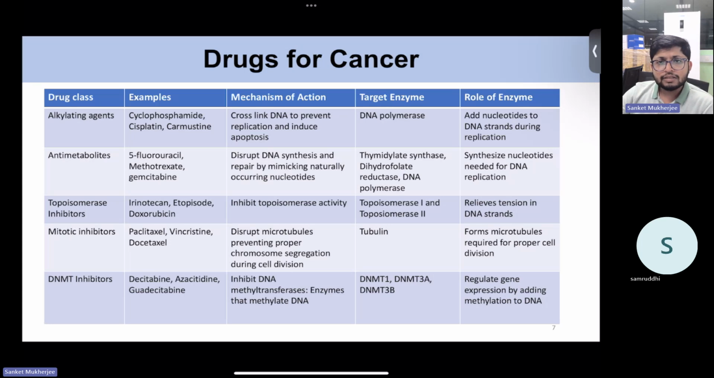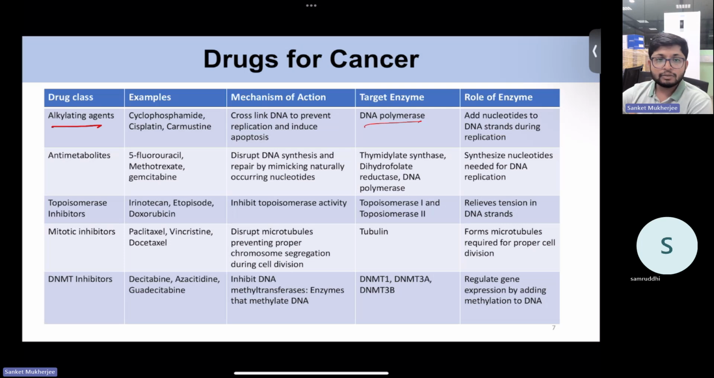Now, for cancer, there are several drugs which have different classes, as you can see in the table. Like there are alkylating agents, like cyclophosphamide, cisplatin, and carmustine, which cross-link DNA to prevent replication and induce apoptosis. The target enzyme here is DNA polymerase, which actually adds nucleotides to DNA strands during replication.